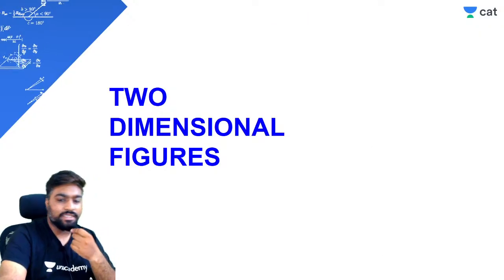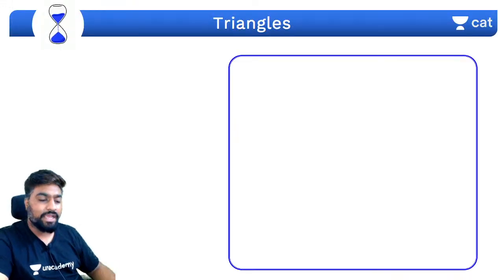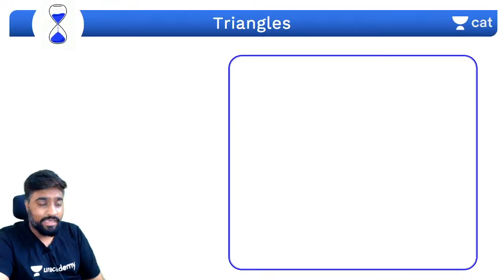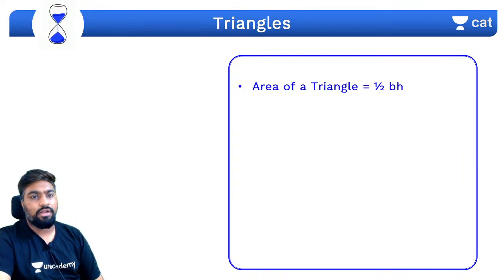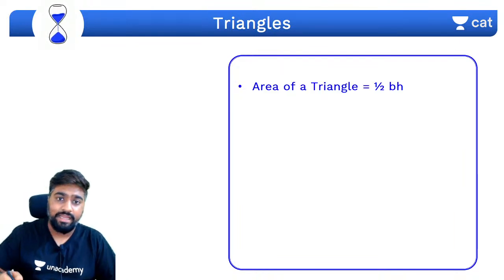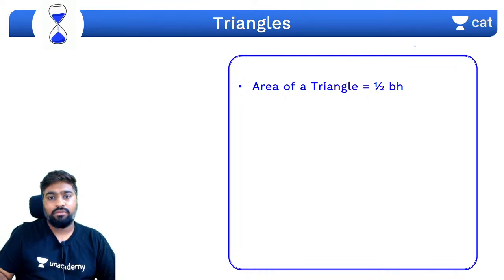Let's start with 2-dimensional figures. We are going to start with triangles. We all know that area of any given triangle can be found out by taking half of the product of its base and height, where height is perpendicular to the base. Yes, this is very important here. I'll write any extra information that is to be understood. Base has to be perpendicular to the height.